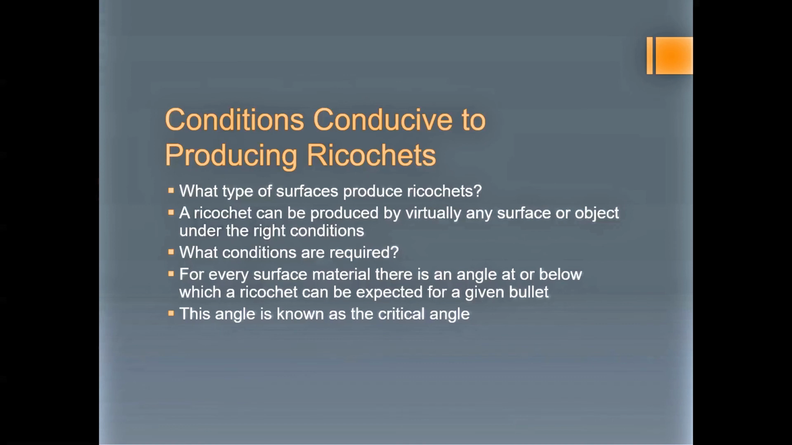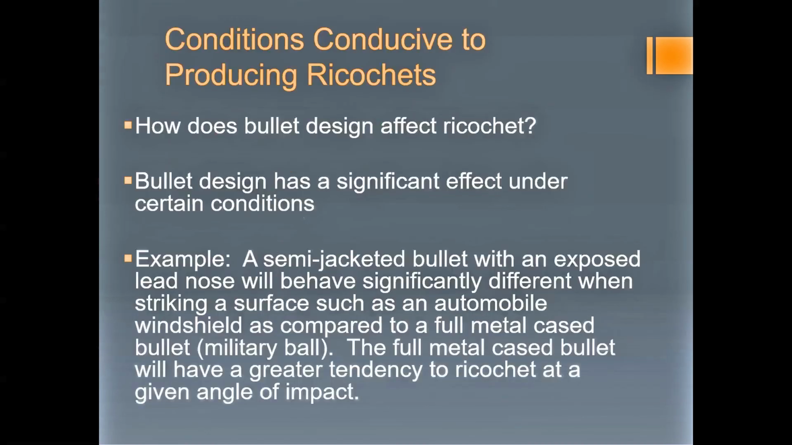So the critical angle is very important to know. It's dependent on the bullet configuration and the cartridge type. If you're looking to reconstruct this, you have to have very, very similar conditions. You might even want to try the same substrate as the ricochet mark that you're analyzing. So again, the critical angle is the angle at or below which a ricochet will occur, right? We'll talk a little bit more about it.